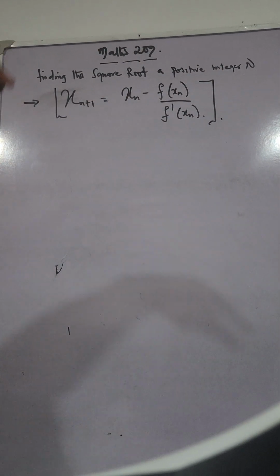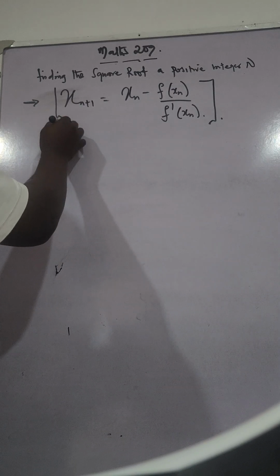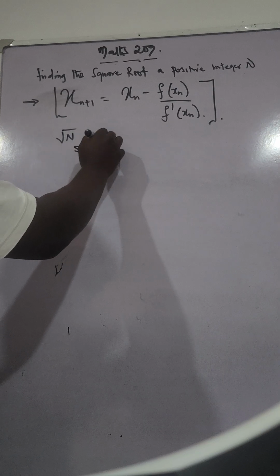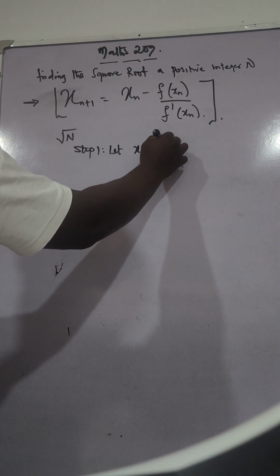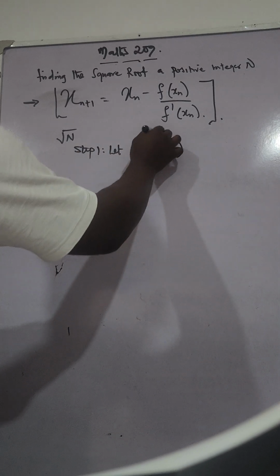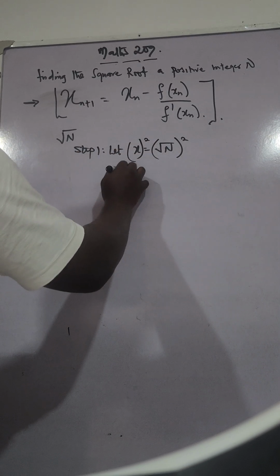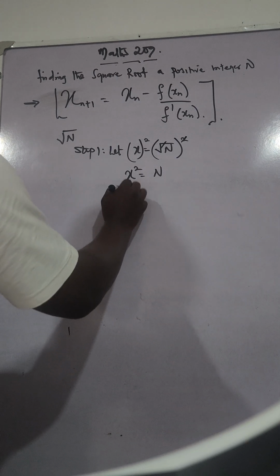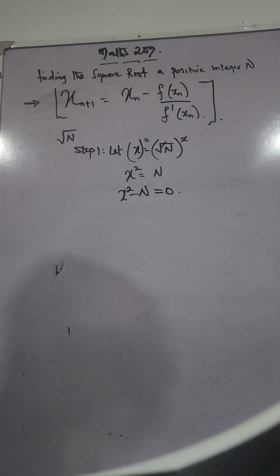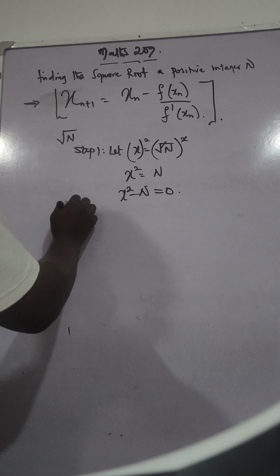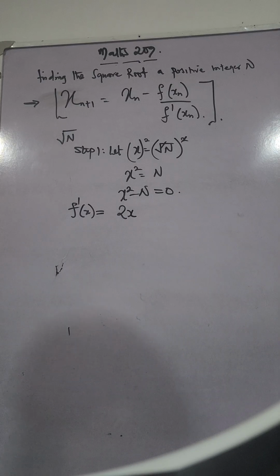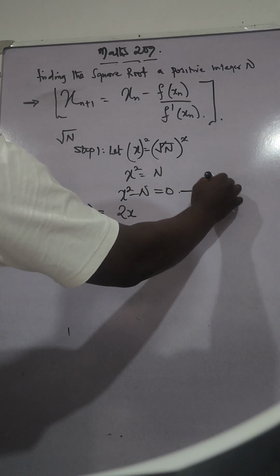Now, we are finding the square root of a positive integer n. So step 1, we say let x be equal to the square root of n. Is that clear? And so we now begin to square both sides. So x squared is equal to n, because the square root will cancel the 2. And so when you progress from there, you now have x squared minus n is equal to 0. That is an equation. So let's differentiate this equation with respect to x, you have 2x. Is that not so?